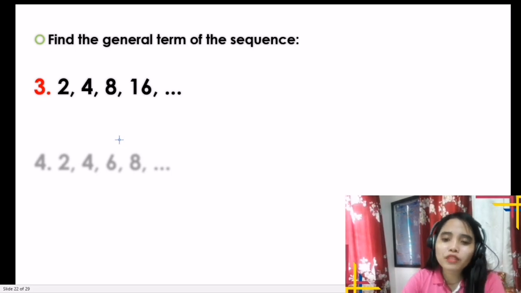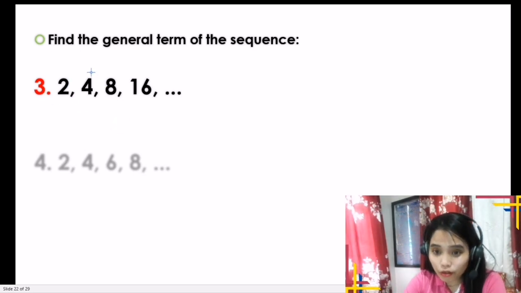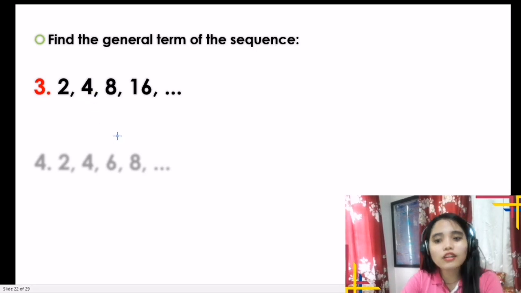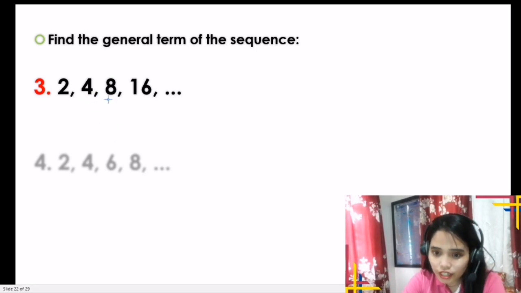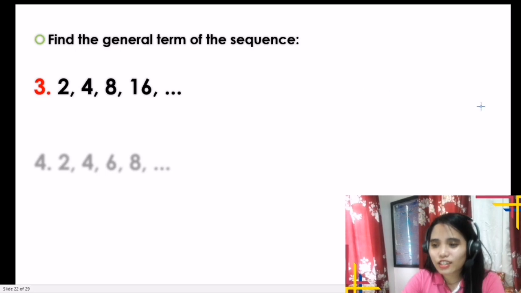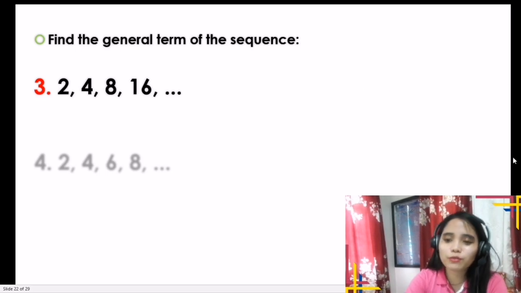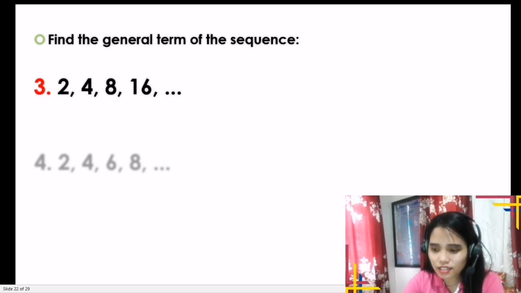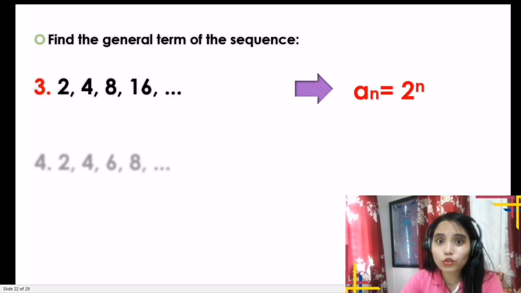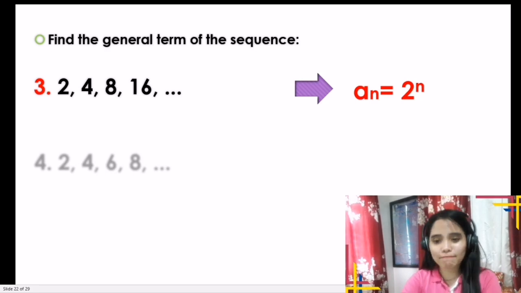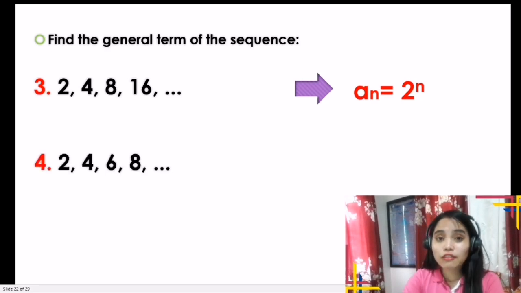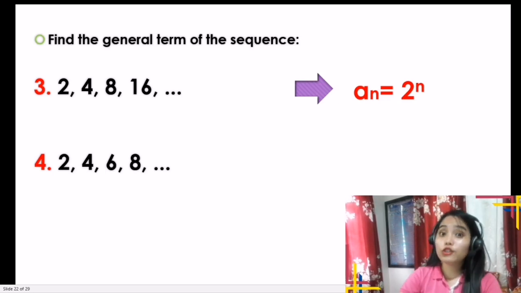So, 2 raised to the power of 1, ang sagot is 2. 2 raised to the power of 2, ang sagot is 4. 2 raised to the power of 3, ang sagot is 8. 2 raised to the power of 4, ang sagot is 16. That's right. So, our general term in this sequence is a sub n equals 2 raised to the power of n. That's right. Dito naman, 2, 4, 6, 8, and so on.